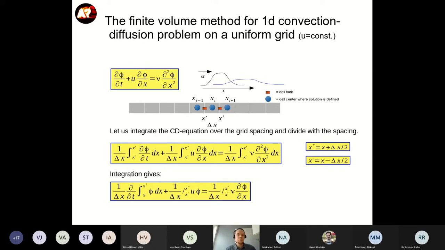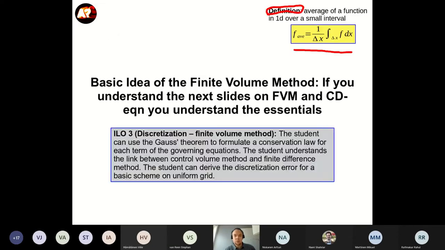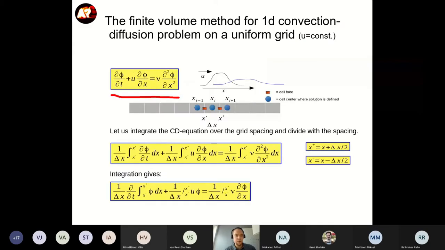The equation that we just solved using MATLAB by finite differences. So the common transport equation we always solve is this one, the convection diffusion equation. And let's now use volume averaging, or averaging over a small interval. So basically let's use this definition over here, the definition of the average of a function, and use it over here.